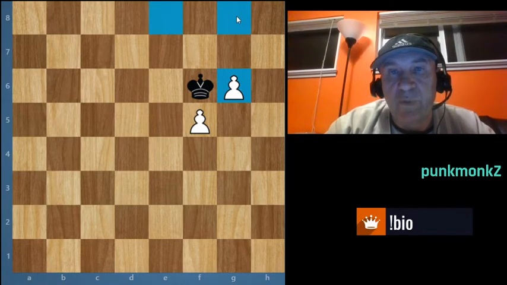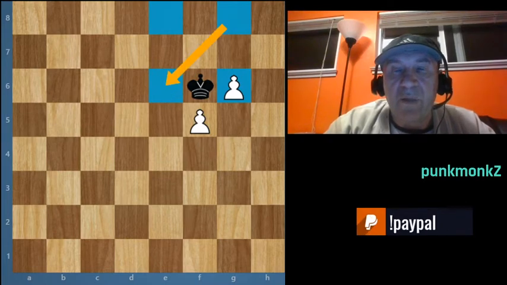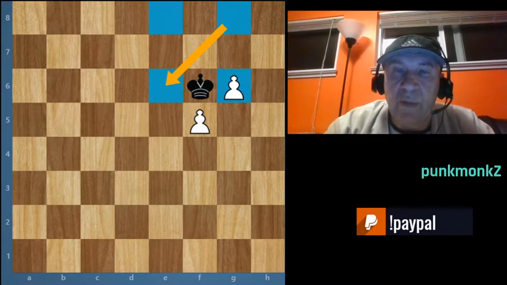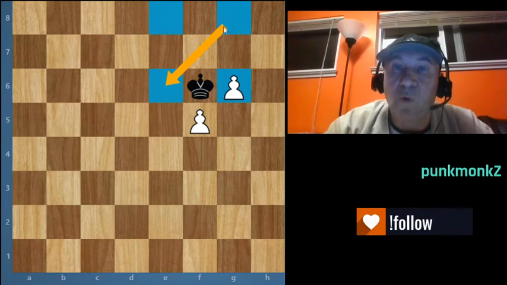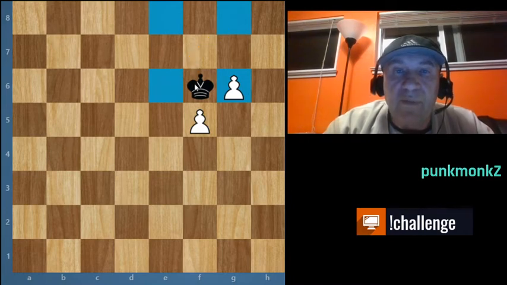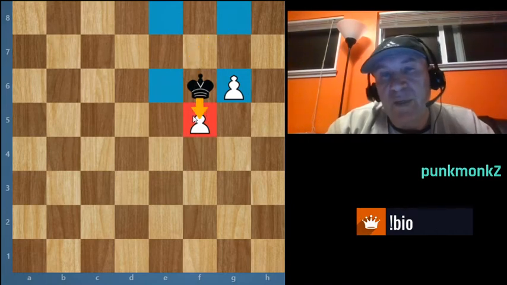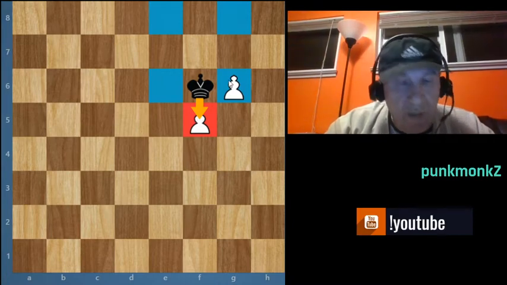This is the promotion square, and we draw now a line toward the king. And now these are the four corners which make up the square itself. So now if the black king eats this pawn right here, that will put the black king outside the square, and therefore this pawn here cannot be stopped.